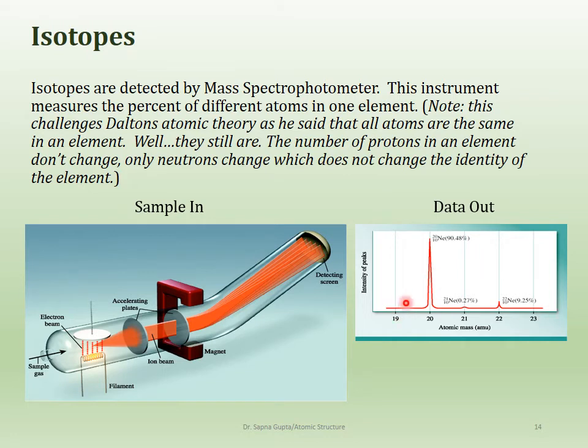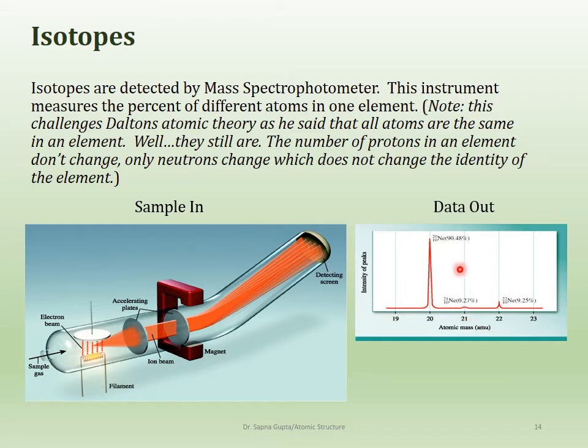This is what the data looks like when it comes out. You have the intensity of the peak, which tells you what the proportion is for, say, neon with a mass of 20, versus neon with 21 and 22. Which means the number of neutrons are different. Since the number of electrons is 10 and the number of protons is 10, the neutrons must be 10 here, 11 here, and 12 here.